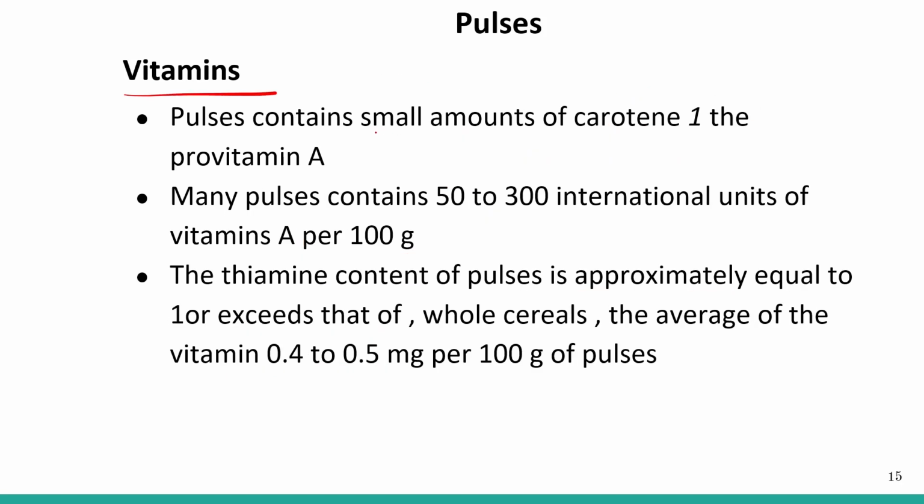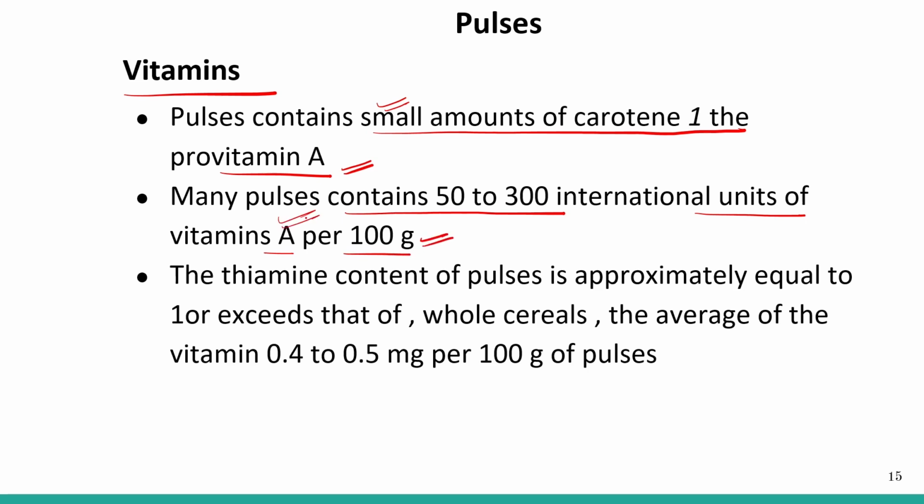Vitamins. Pulses contain a small amount of carotene, that is provitamin A. This is very important. They have a very small quantity of this. Many pulses contain 50 to 300 international units of vitamin A per 100 gram. The thiamine content of the pulses is approximately equal to or exceeds that of whole cereals. The average is 0.4 to 0.5 mg per 100 gram of pulses.